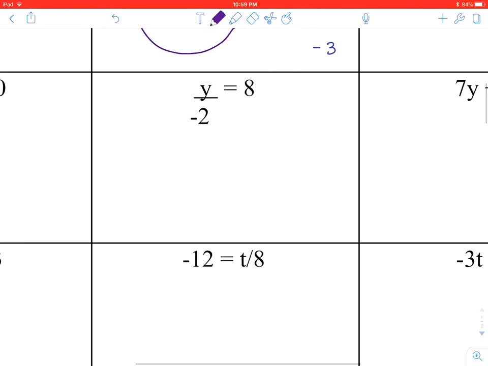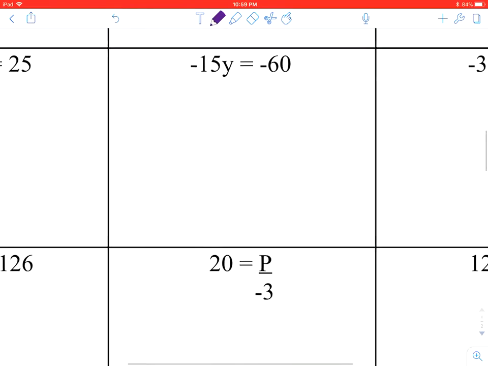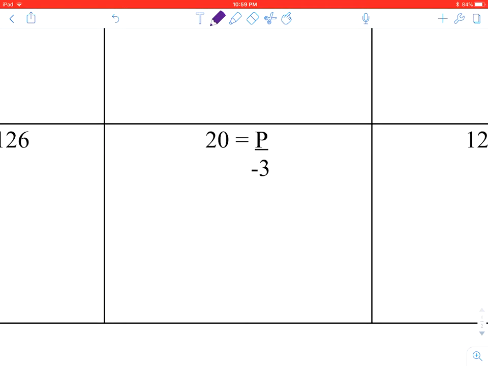So that was a multiplication problem. Now let's try a division problem. Let's do the very last one. In this very last one, we have 20 is equal to p divided by negative 3, or p over negative 3. So this is a division problem, so we are going to want to do the opposite, or the inverse operation.